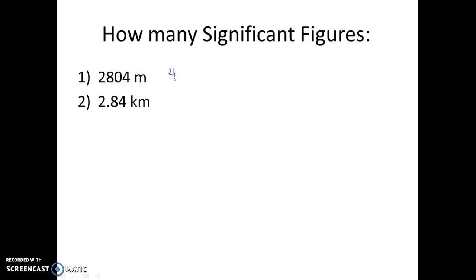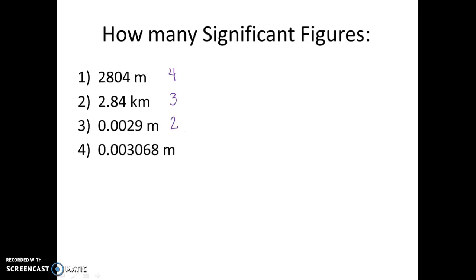For number 2, we have 2.84. There are no zeros in this, so that means all of the digits are significant, so we have 3 total. Now for number 3, we have 0.0029. The 2 and the 9 are most definitely important. However, the zeros before the 2 and the 9 are considered placeholders, so we do not count those as significant. So we only have 2 in number 3.